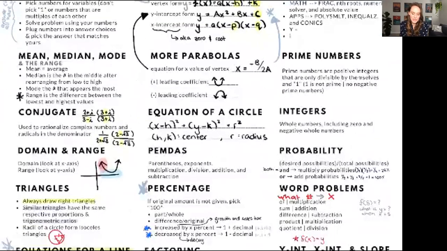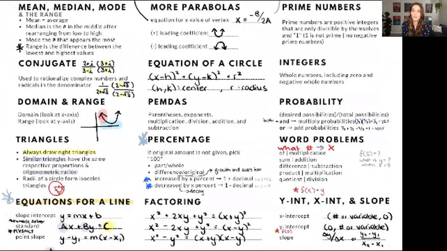If you don't understand equations for a line extremely well, that could be a 100, 150, 200 point difference in your SAT math score, which is huge.